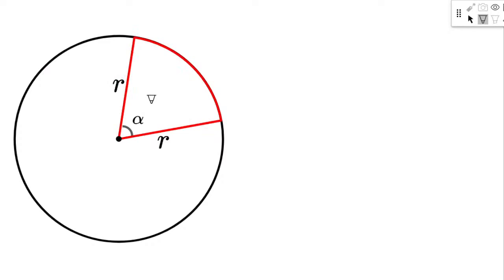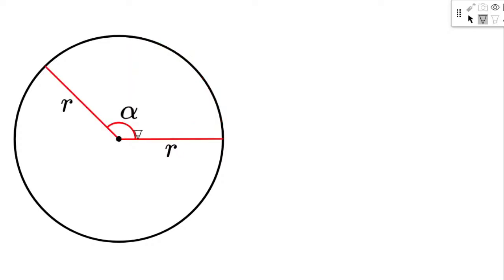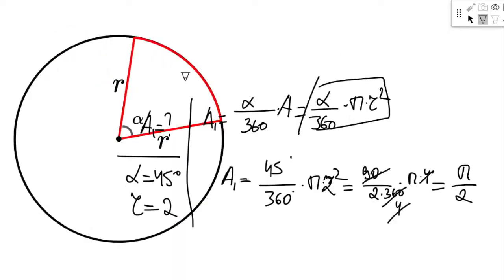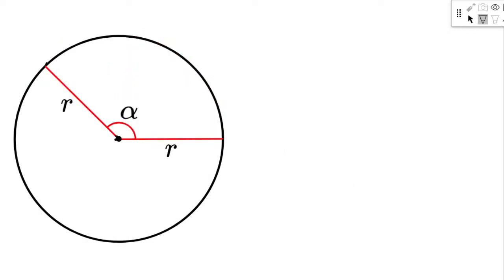So let's talk about the central angle. We see that we have an angle that is based on the center, right? This is a central angle, and a central angle in degrees is equal to the degrees of the arc that it's based on. So here as well, this equals alpha. If this arc is alpha, then the central angle equals alpha as well.